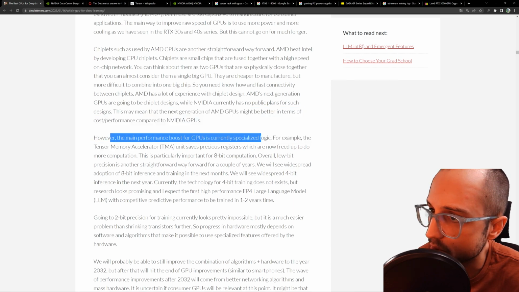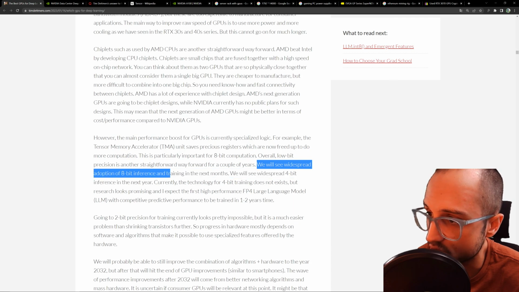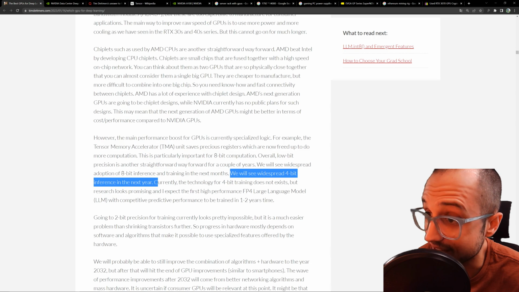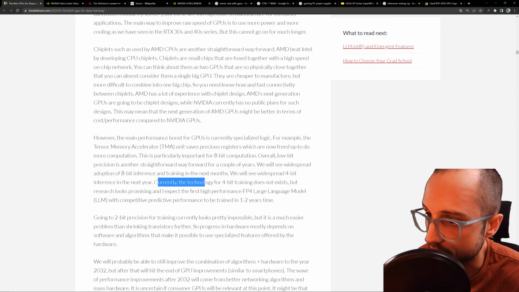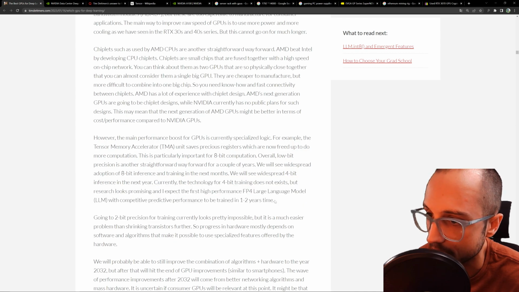Okay, the main performance boost is specialized logic, so specialized hardware. We will see widespread adoption of 8-bit inference and training in the next months, especially as we have the 40 series. We will see widespread 4-bit inference in the next year. Currently, the technology for 4-bit training does not exist, but research looks promising, and I expect the first high-performance floating point 4 large language model with competitive predictive performance to be trained in 1 year.